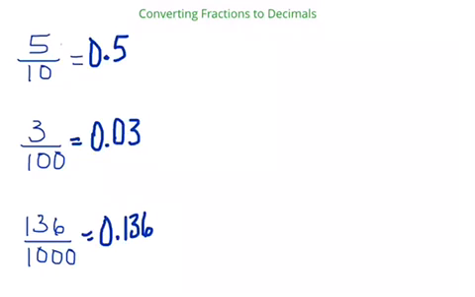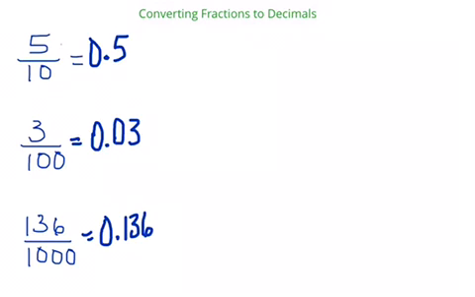Today we're converting fractions to decimals. I have three fractions listed here: 5/10, 3/100, and 136/1000. When I convert a fraction over with a denominator of 10, 100, or 1000, I listen to the way I say my number.